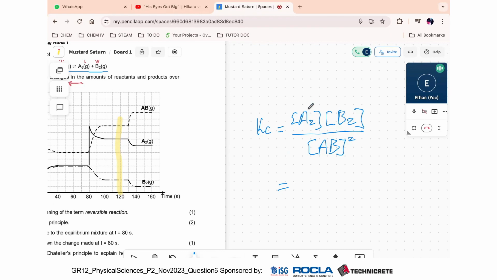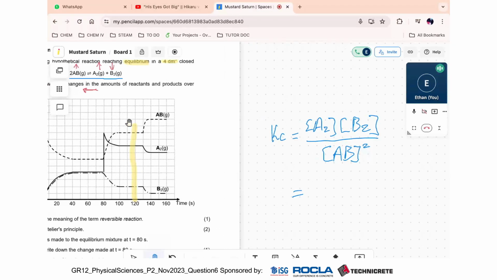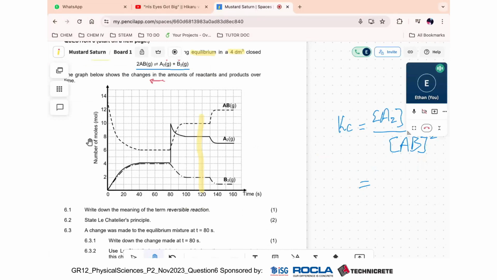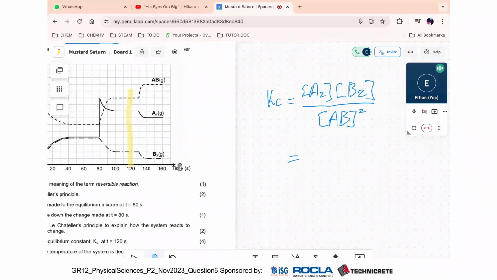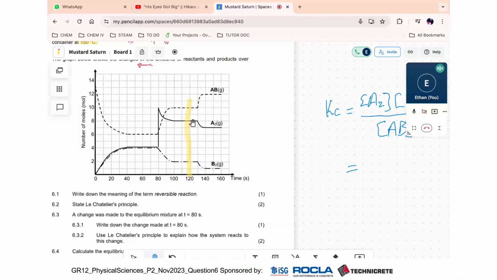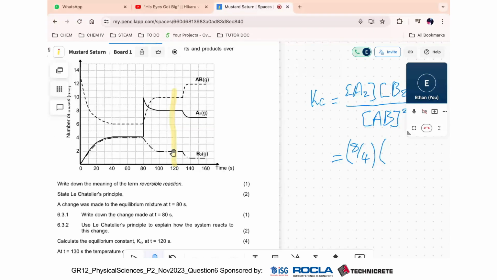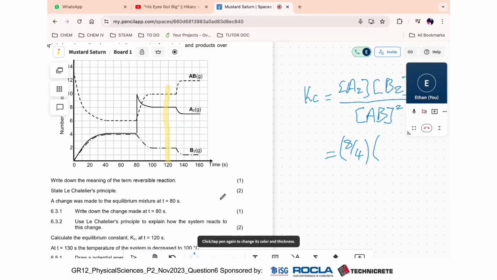So now we just need to substitute in the relevant concentrations at this amount. So we know that our container is 4 dm3, and we know just how many moles of each there are at time equals 120. So we can calculate the concentration. So for A, this is on 8. So we know that the concentration is 8 moles over 4 dm3. So that's for A. For B, we know that B was at 2. So it's 2 over 4.